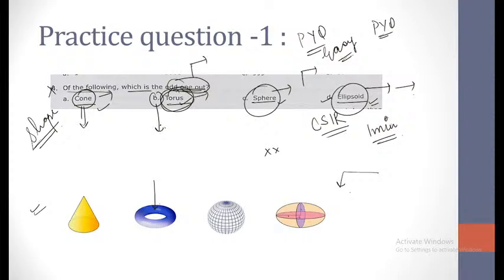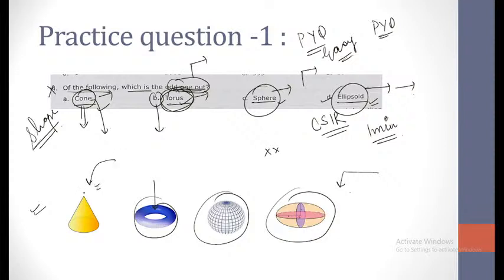But if I think about the question in some other sense, the answer could also be cone. Why? Because the other three have almost similar shapes, but the cone is completely the odd one out. So this is a June 2016 previous year question, and the answer for this could be both torus and cone.